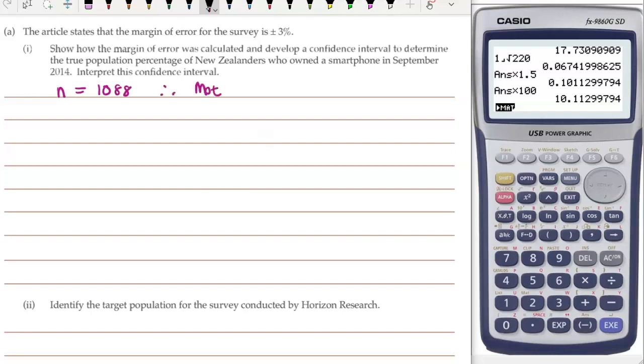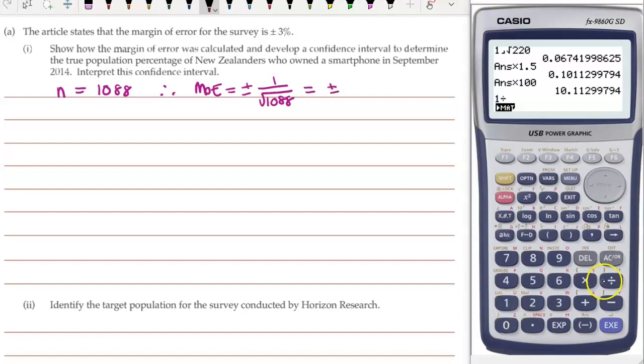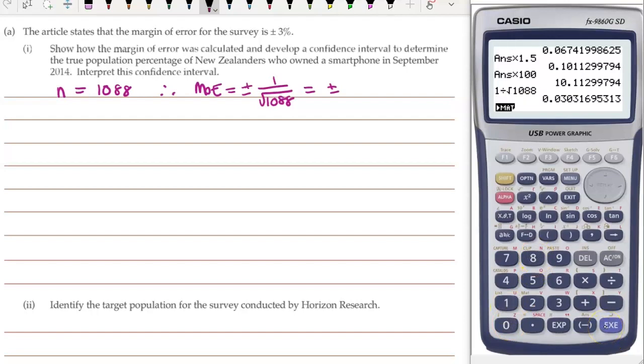So the margin of error is equal to plus or minus 1 over the square root of 1088. Which we can show equals plus or minus 3.03%.